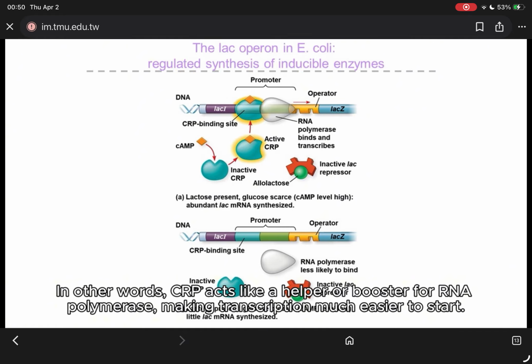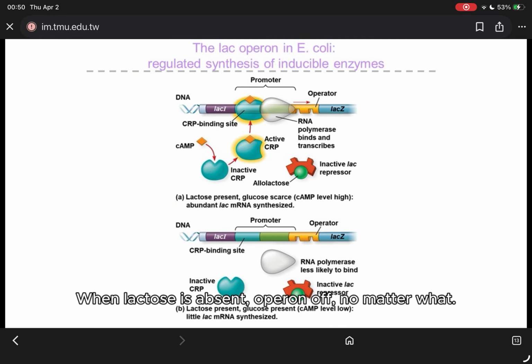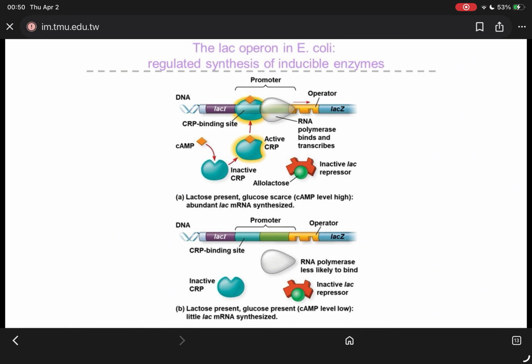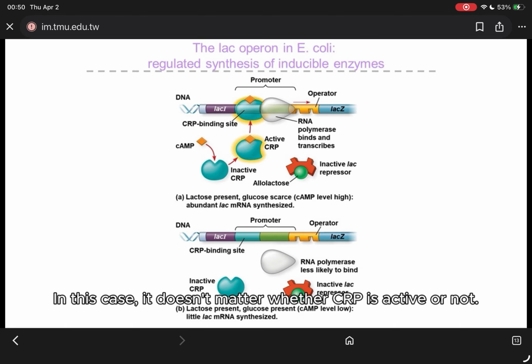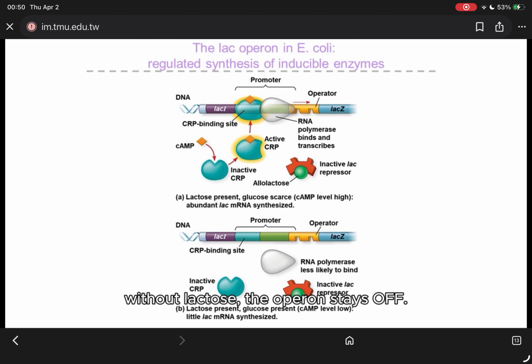In other words, CRP acts like a helper or booster for RNA polymerase, making transcription much easier to start. When lactose is absent, operon off, no matter what. If there is no lactose, the lac repressor stays bound to the operator, blocking transcription. In this case, it doesn't matter whether CRP is active or not. Without lactose, the operon stays off.